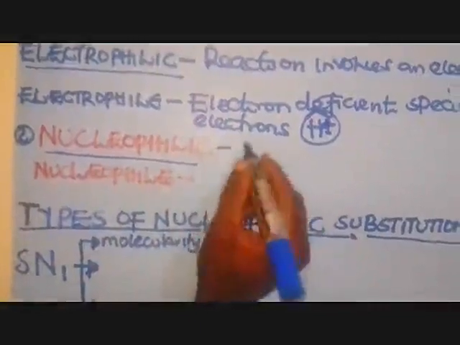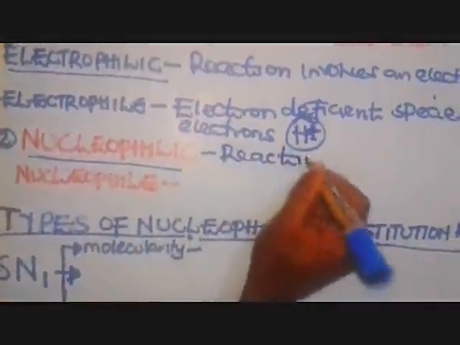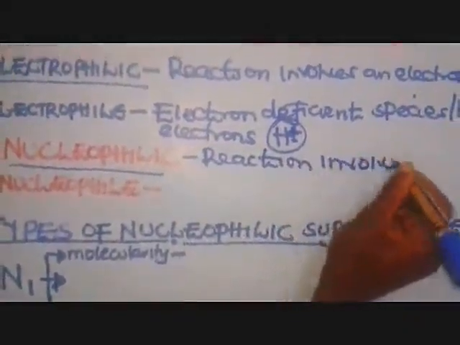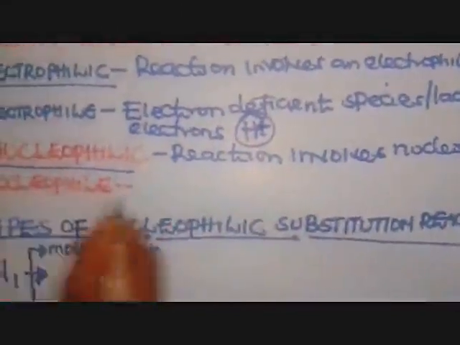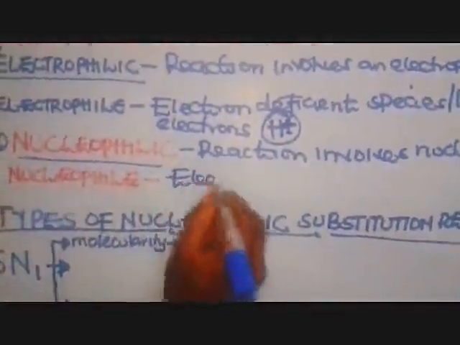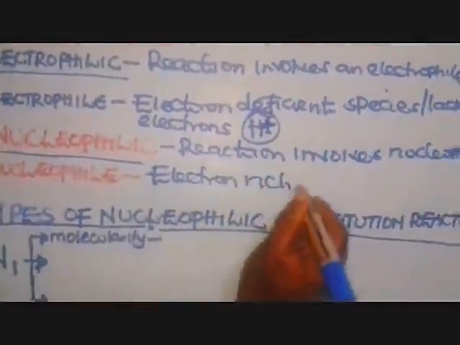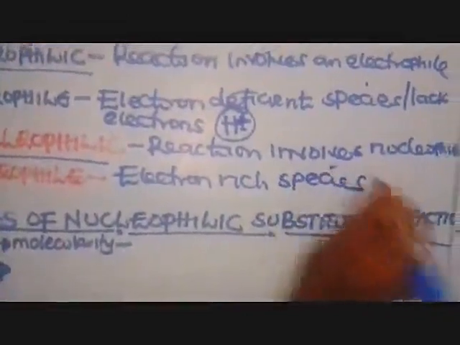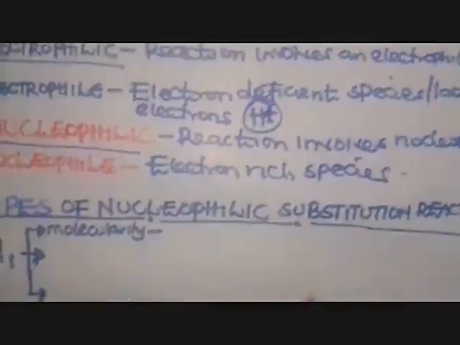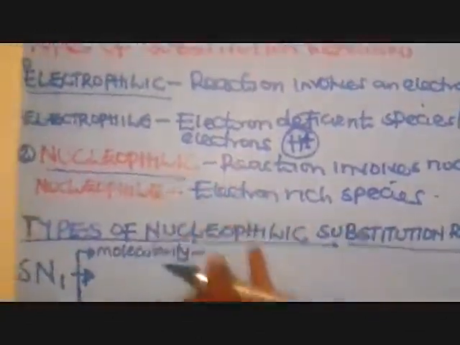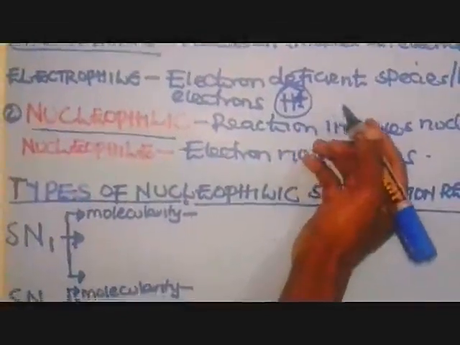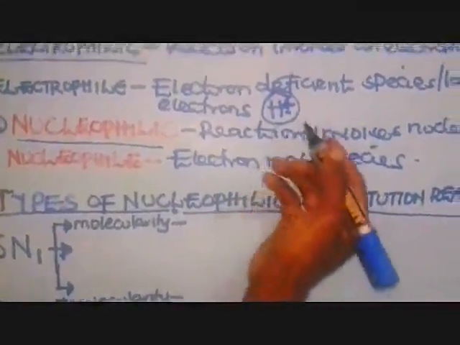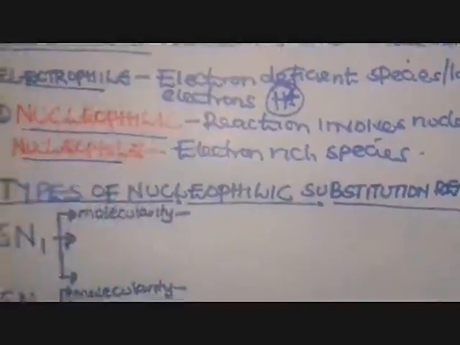But when you come to nucleophilic substitution, this reaction involves what we call a nucleophile. The difference between the nucleophile and electrophile is that a nucleophile is an electron-rich species, and it is the one that attacks. So in simple terms, nucleophilic substitution reaction is a reaction where a positively charged or partially positively charged atom or group is attacked by a nucleophile. So what matters is to talk about a nucleophile and an electrophile.